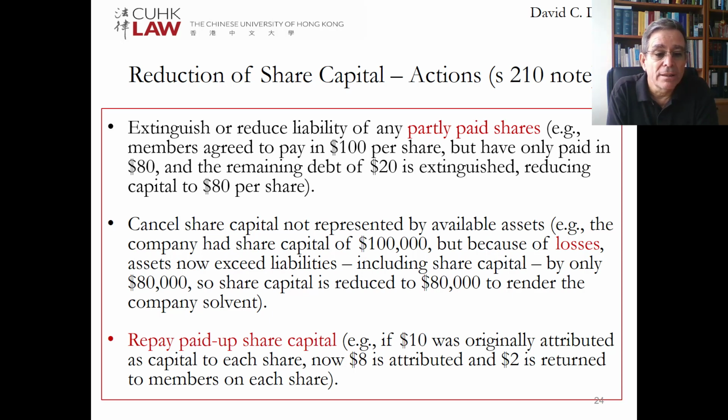And we can repay paid-up share capital. This would be something like a refund. This is exactly what the law is designed to avoid, and this is why we do have a very particular set of requirements in order to have a valid reduction of share capital.